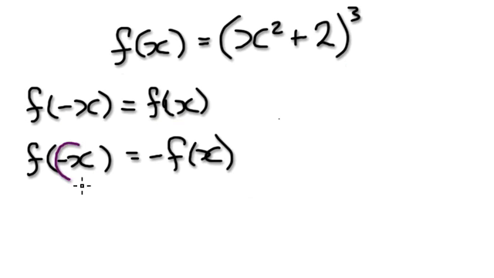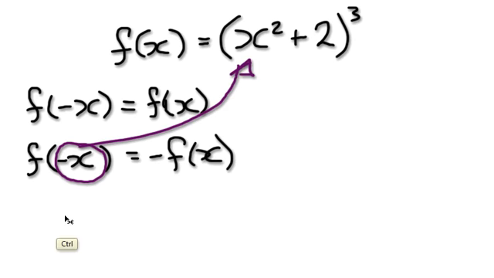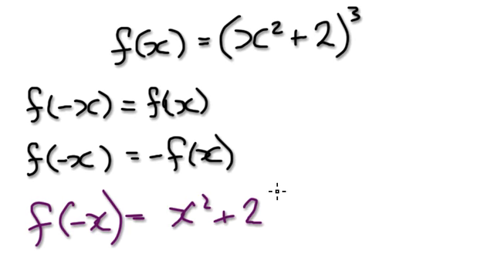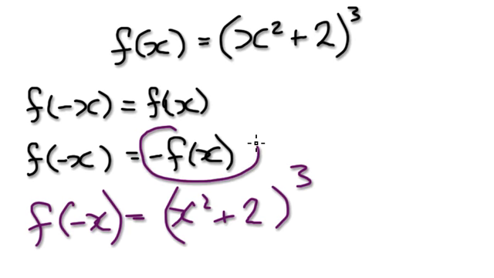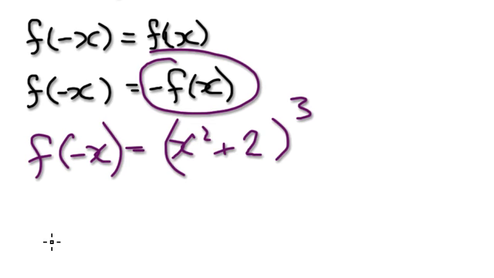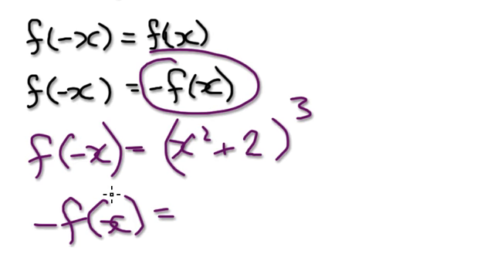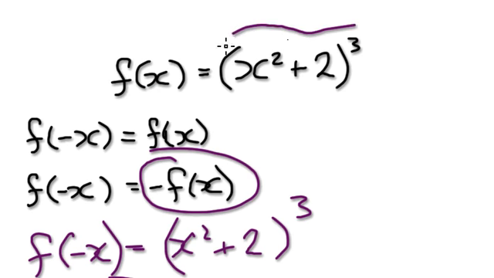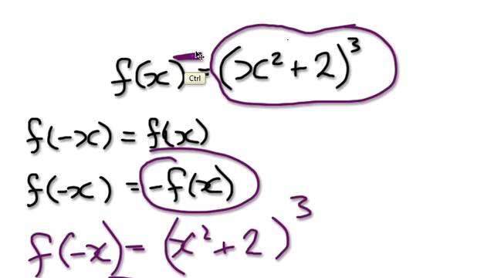Earlier we worked this out, f of minus x, and it turns out to be the same. It stays the same. Okay, so now let's check this bit. Minus f of x would be the whole function itself. The whole function stays intact, and then we're going to stick a negative in front of it.